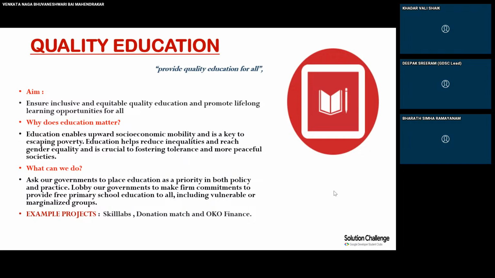Again, an example project for this is Skill Labs, which provides multiple opportunities and recorded sessions for people who can't be educated properly in rural areas. If they have good commitment towards their education, they can just access Skill Labs and study. Another example is Donation Match, where we can register and help people who want to study but don't have money, by donating. Finance is also about giving and donating money for people who are in need of education.